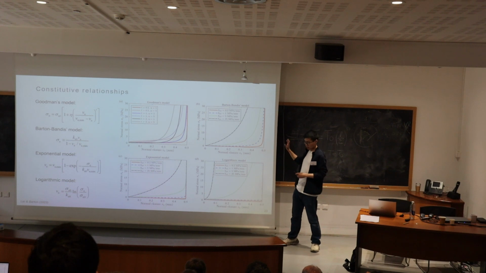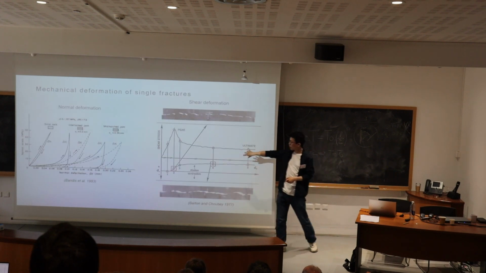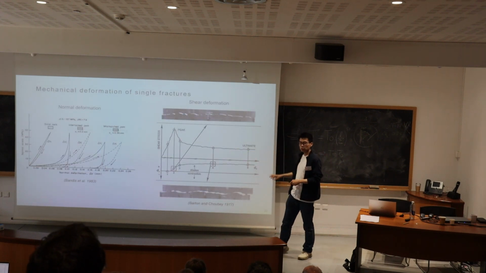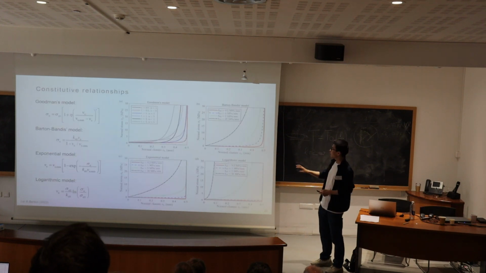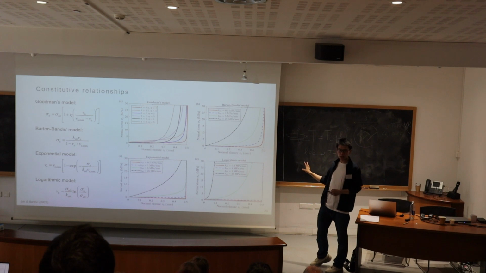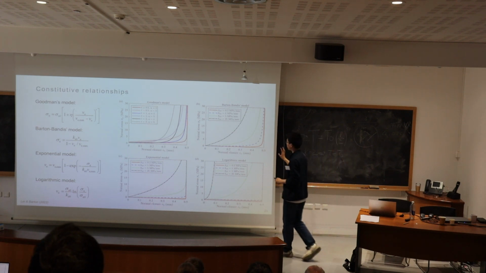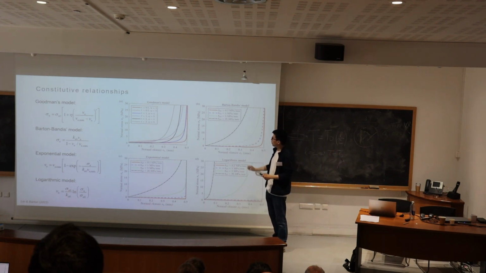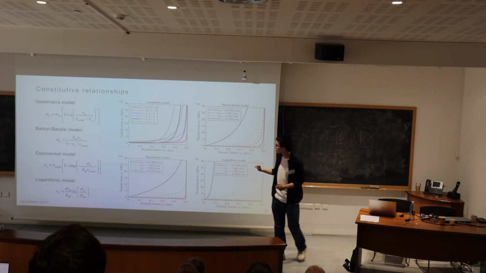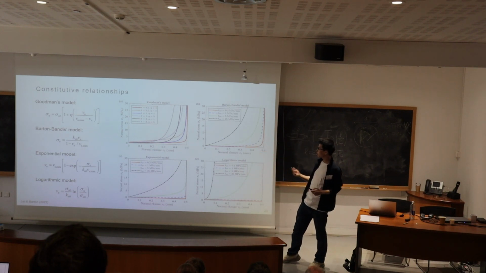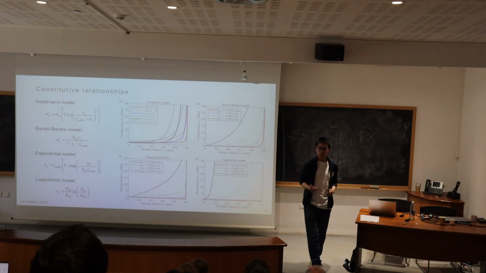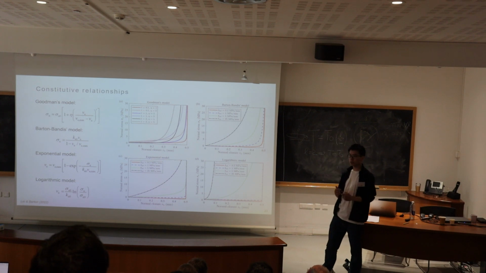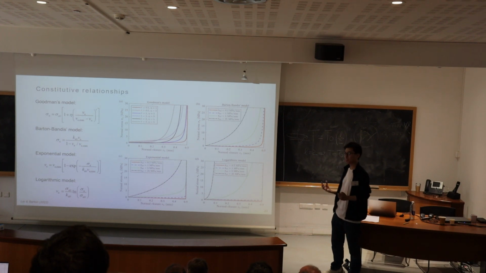And as we know, this is the experimental observation. To capture this complex nonlinear behavior, several different models have been proposed to describe the constitutive behavior of fractures. These are the models for normal closure, including Goodman's model, the Barton-Bandis model, the exponential model, and the logarithmic model. Quite often the question for a computer modeler is, how could we select a model?